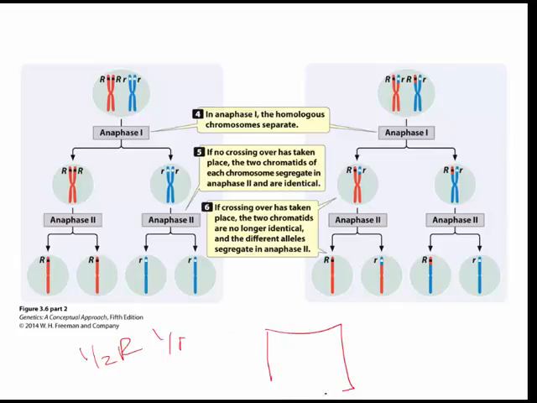So if we do a Punnett square, and we have two parents like this, 1/2 gives us big R, 1/2 gives us little r, the other parent, one gives us big R, the other gives us little r. That would be the results of a monohybrid cross. If we did two of those.